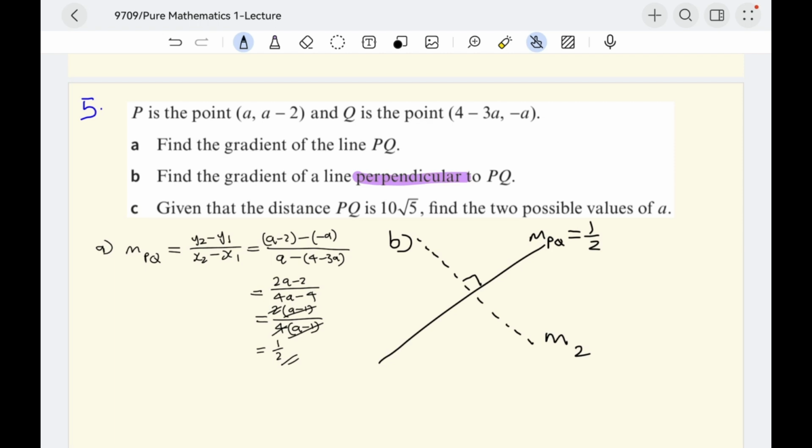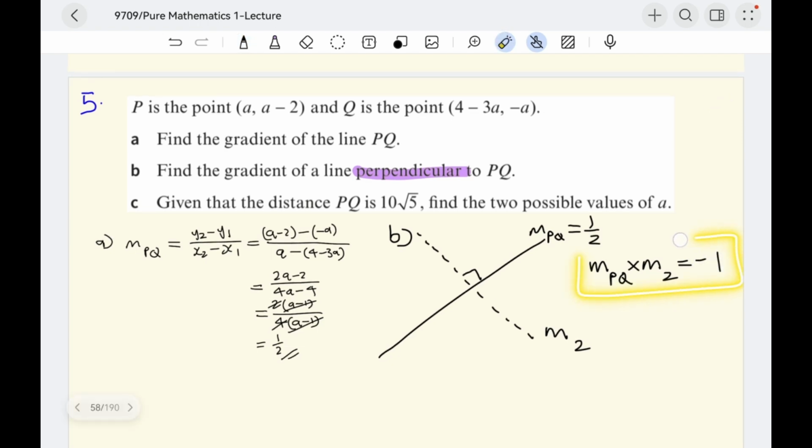So what is the relationship you need to use? You need to use the formula: the product of the two gradients, M_PQ times M of the perpendicular line, equals -1. Use this formula and plug in the values; at least you will get the method marks. So M_PQ is half, and M2 is the answer we are looking for. Eventually your M2, the gradient of the perpendicular line, is -2.